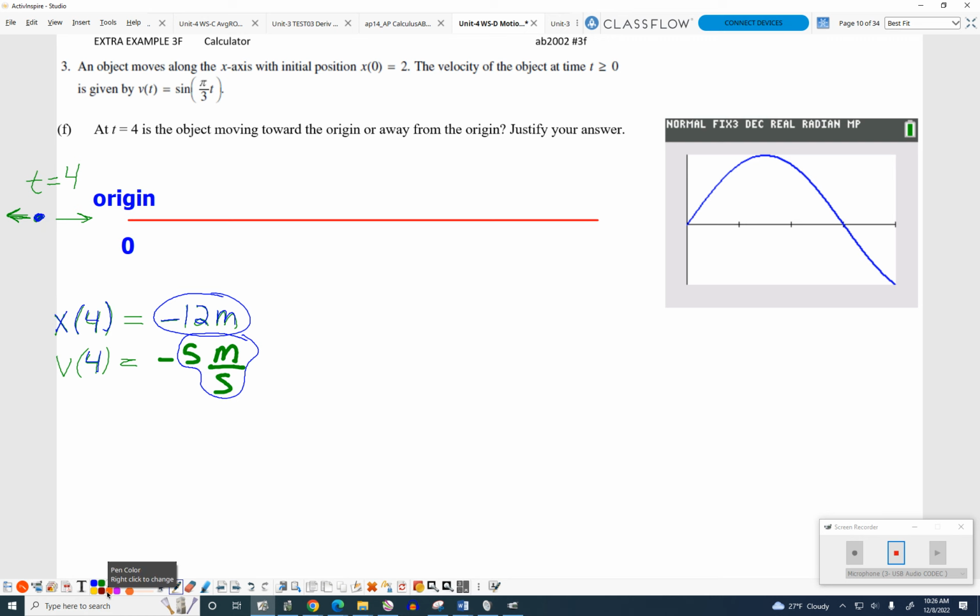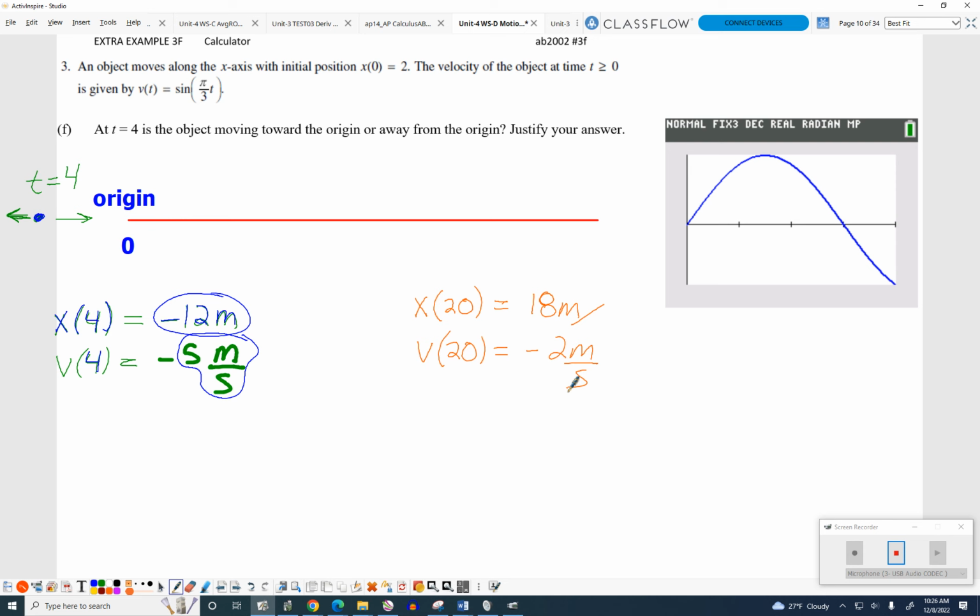So, new scenario. I tell you the position of the object at time 20 happens to be location, I don't know, 18. And I tell you that at that moment, the velocity is -2 meters per second. Hands up. Is the object moving towards the origin or away? Towards or away? Let's go, Charity.